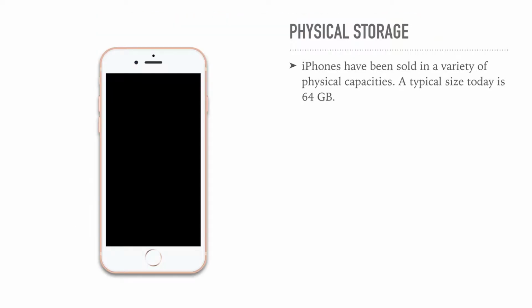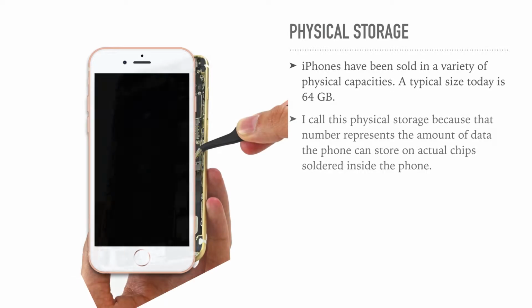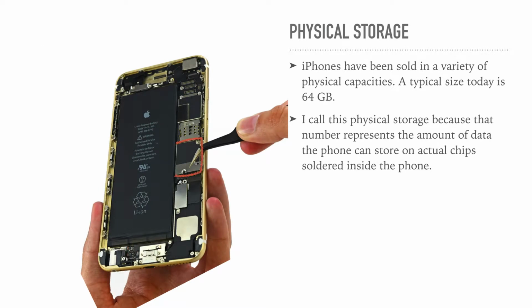I'm going to talk about the difference between physical storage versus cloud storage. iPhones have been sold in a variety of sizes ranging from 4 gigabytes all the way up to 512 gigabytes, but a typical size today is 64 gigabytes. I call this physical storage because, as you can see in the little red outline, there's an actual physical chip on which your data is stored.